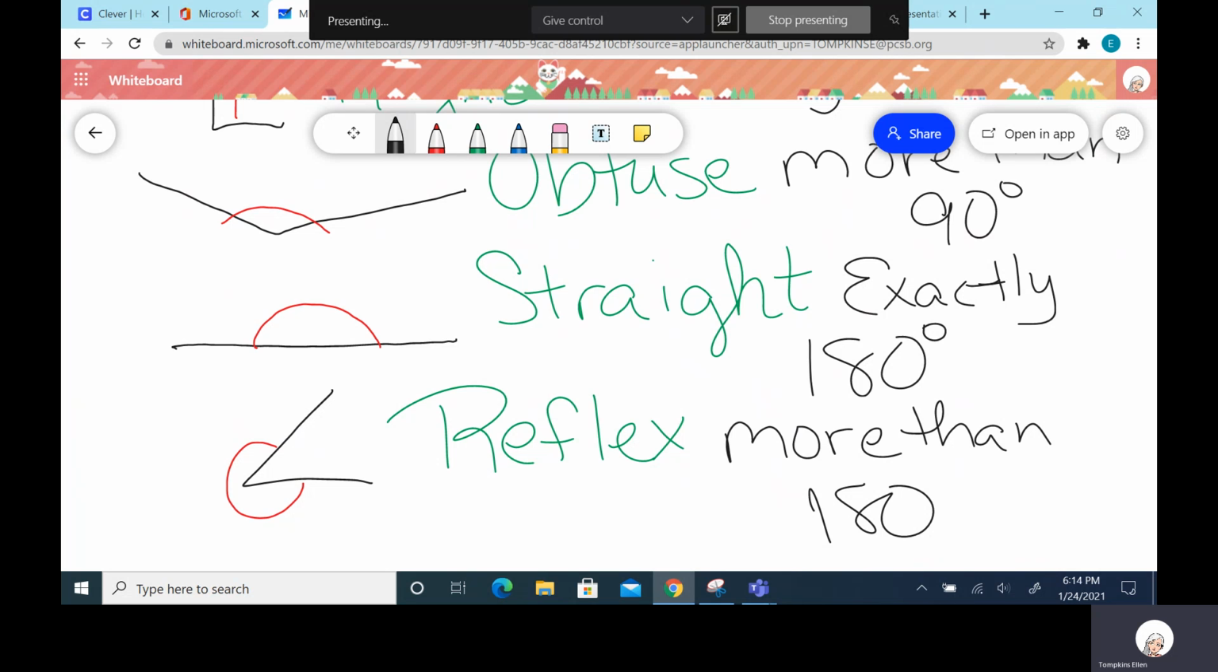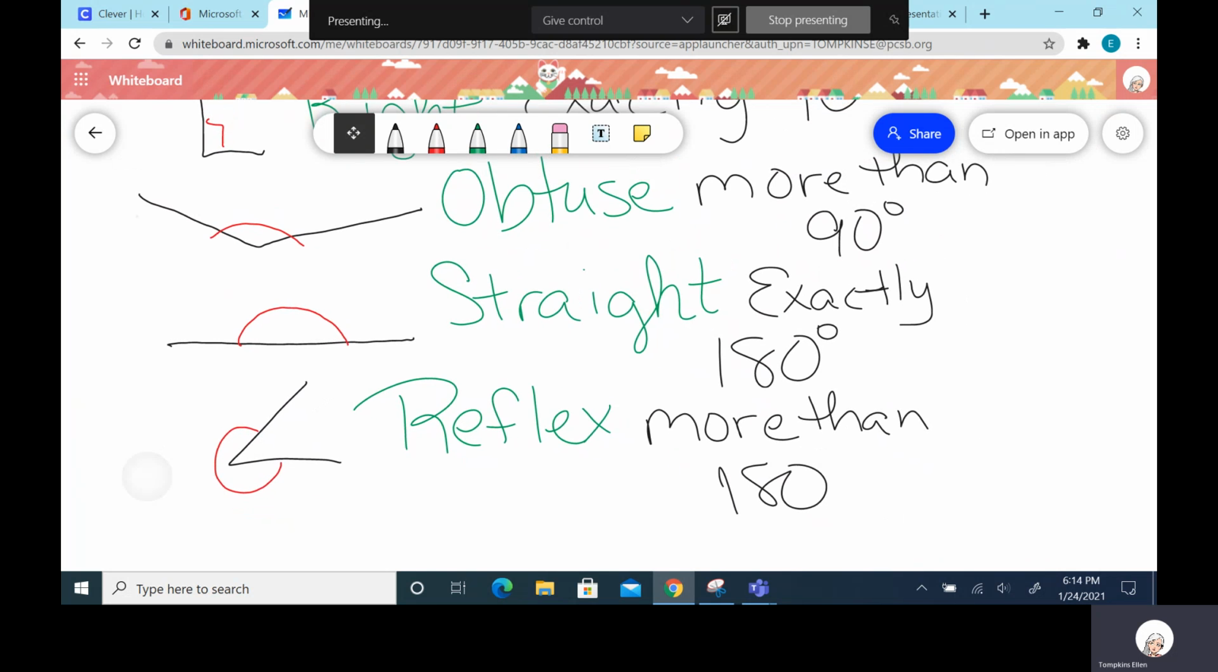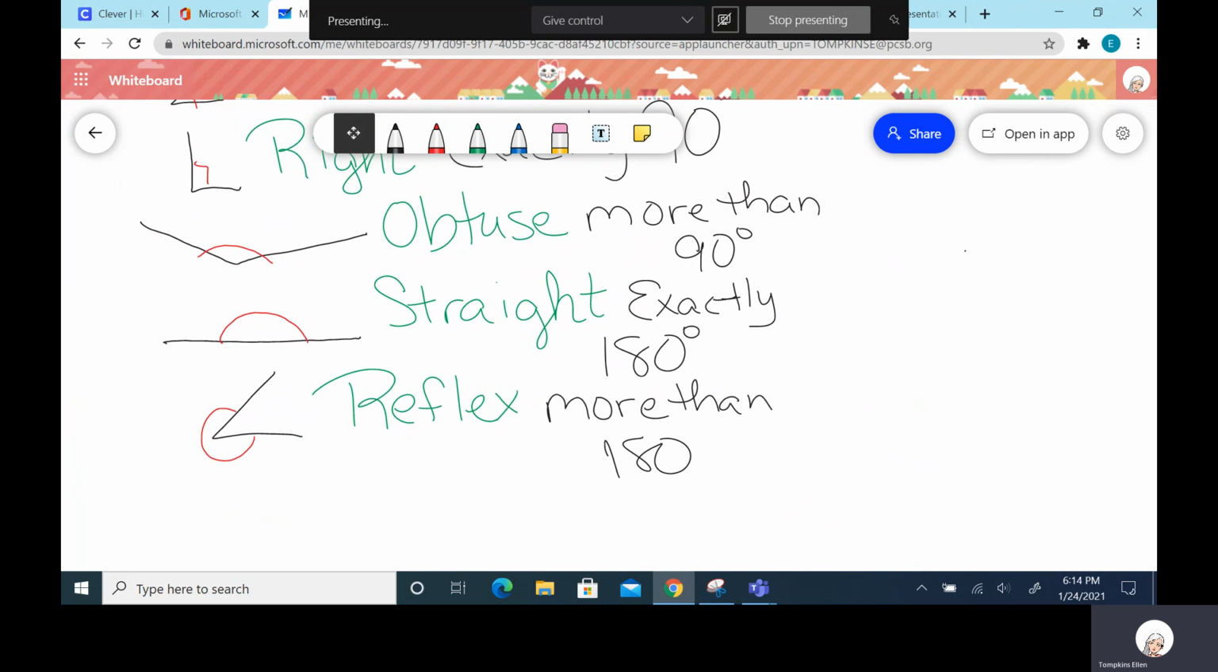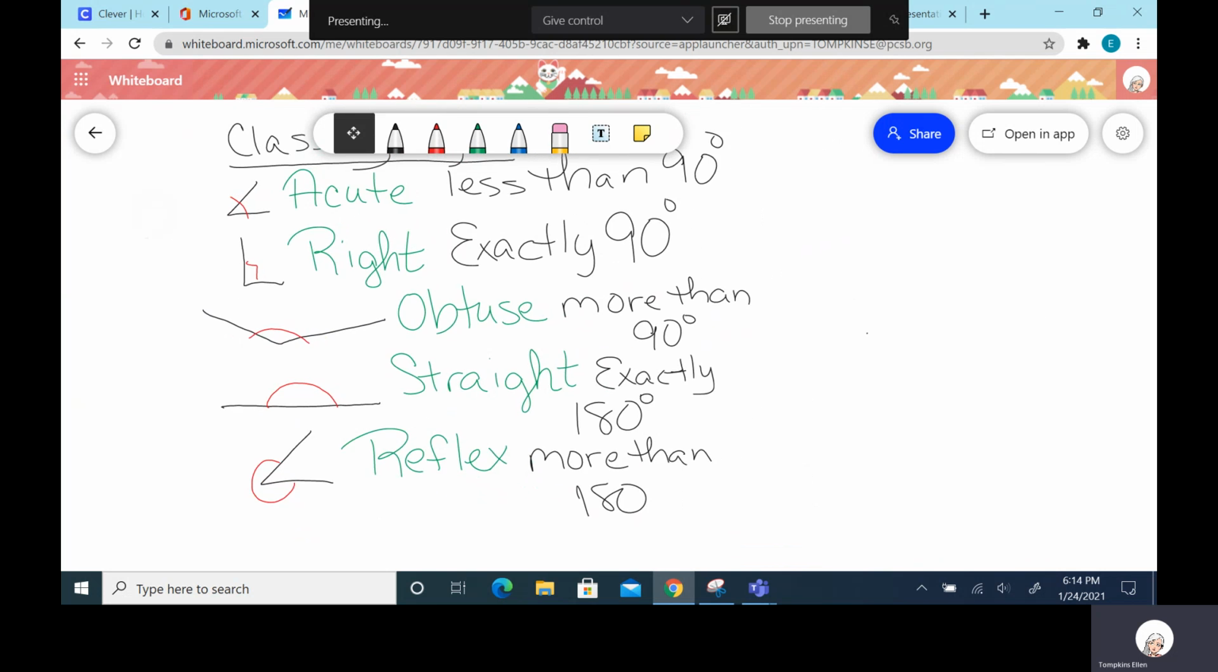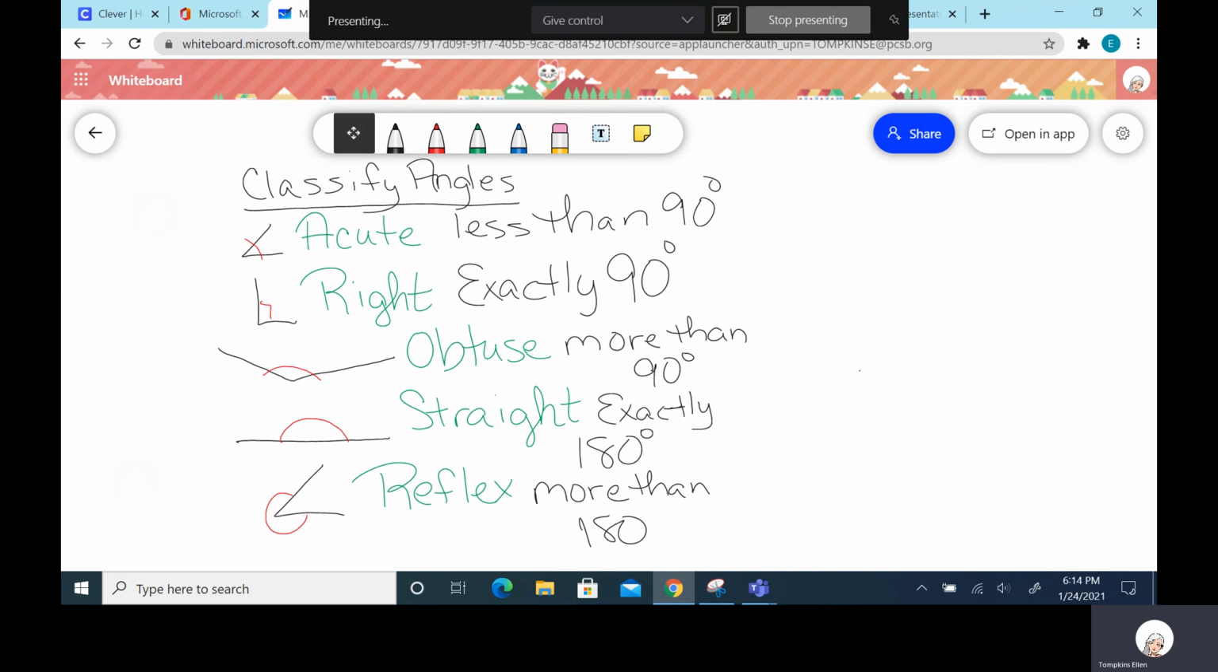Now, you have an exercise that wants to know what the classification is of the angles. So it would be these 4. Let me reduce this so you can see all of them again, all in one spot. There you go. All right.